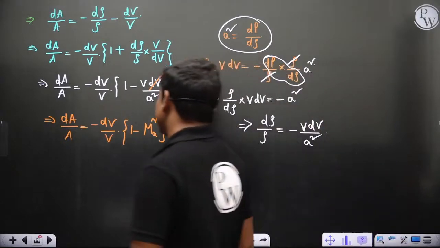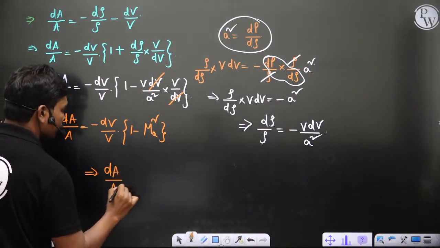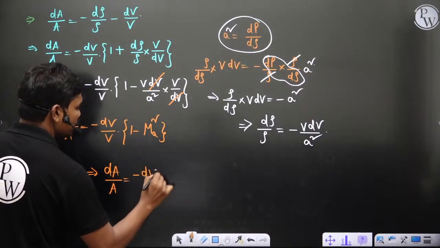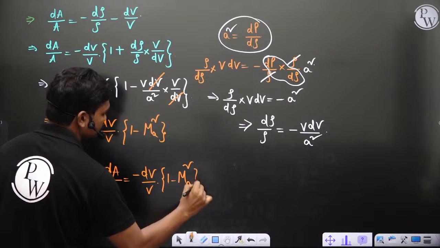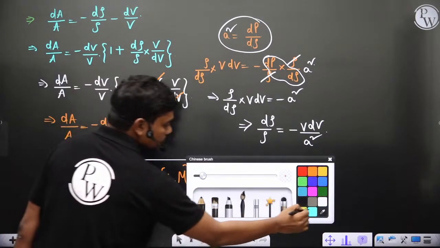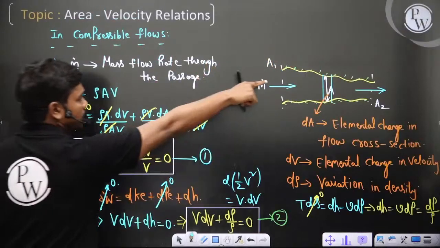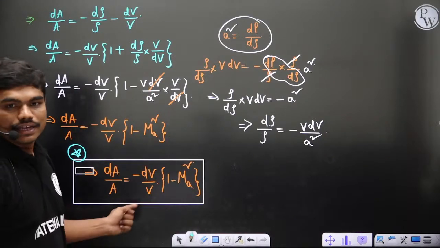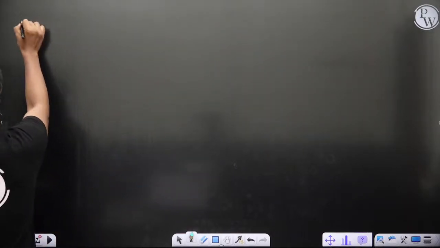Now if you see one important thing, we got this equation dA by A is equal to minus dV by V into 1 minus Mach square. This equation is a bit important because it helps us in understanding and designing these channels. So this is the final equation. Now try to understand a few things here.